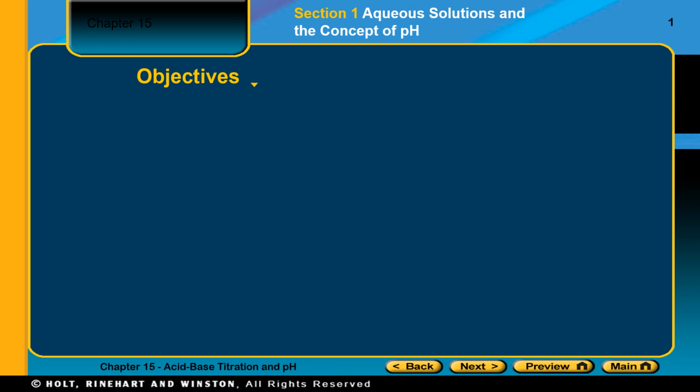Chapter 15, entitled Acid-Base Titrations and pH. In this first section, we're going to talk about aqueous solutions, and tomorrow we'll talk about the concept of pH, how we describe how concentrated an acid or how strong an acid or a base is. So what we want to accomplish in this section, we're going to describe something called the self-ionization of water. Water is going to ionize itself.